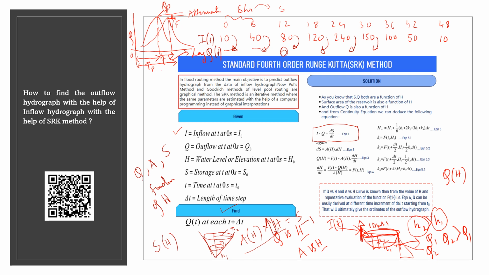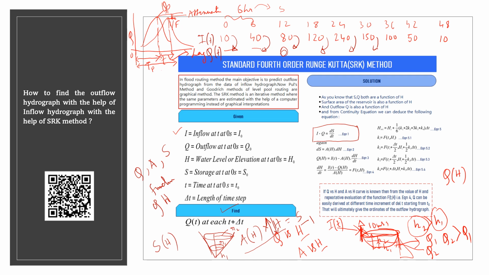dS means incremental change in storage. So dS will be equal to A multiplied by dH, and the surface area of the reservoir is a function of H. That is why A is a function of H. You multiply the surface area with the change in height, and you get the change in storage. So here you see Q is a function of H and I is a function of time. I have just explained that.